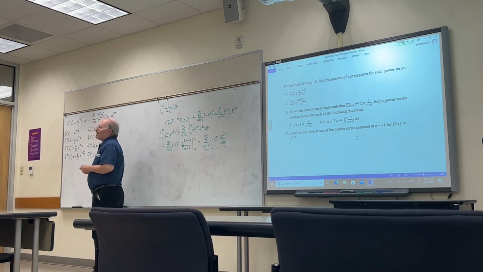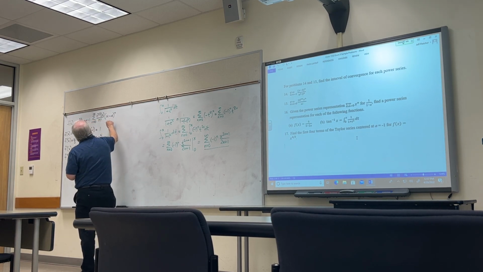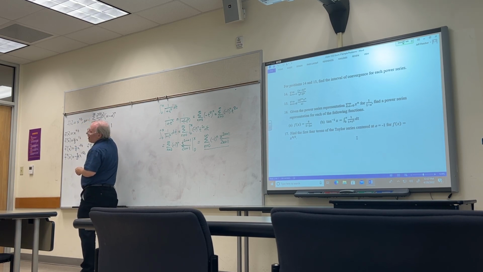Alright, so now to get the series. For the first term, when n equals 0, you're just gonna have the original function, which is 1. And then of course, what's 0 factorial? That's just 1. And x minus a to the 0 power is just 1. So you just get 1 for the first term.